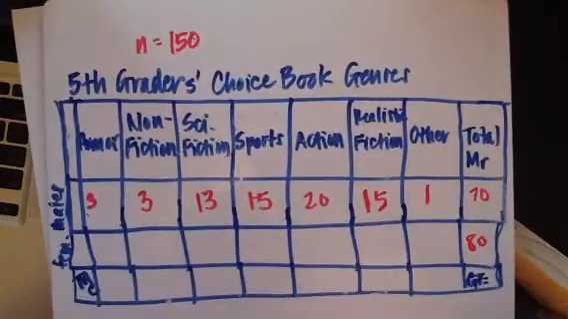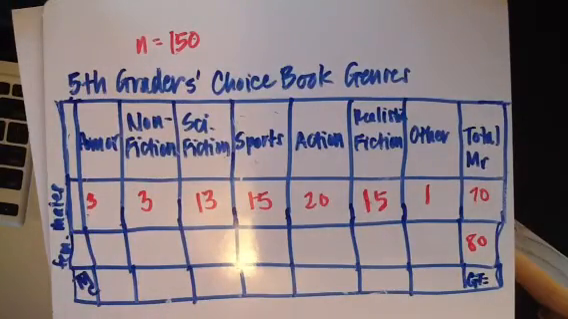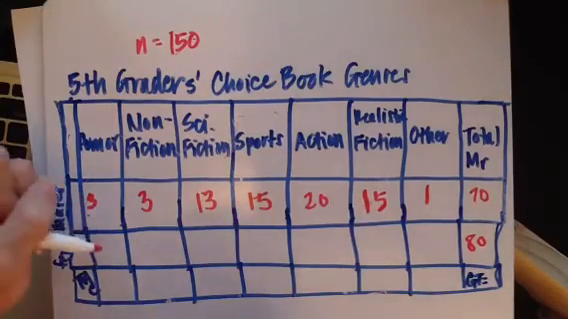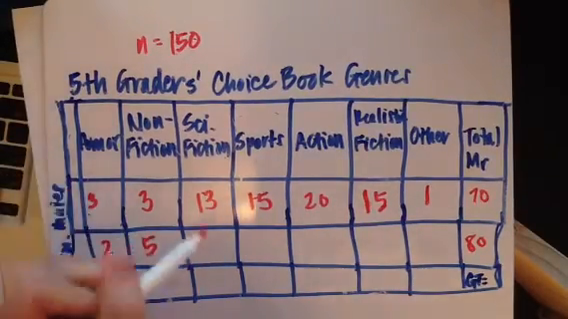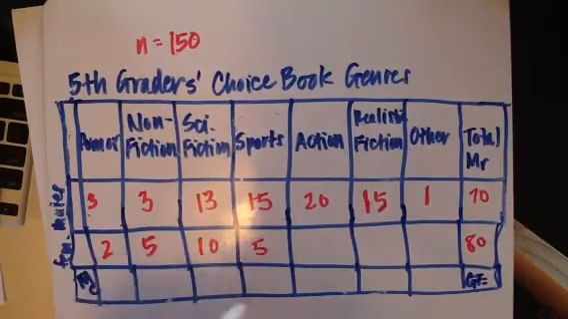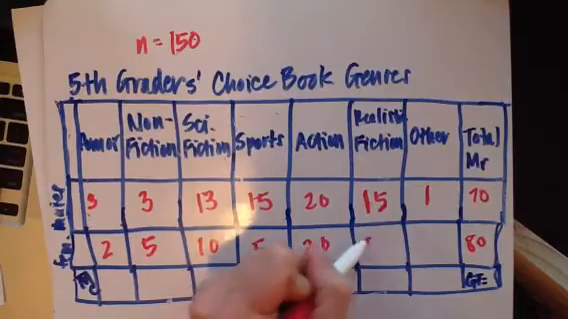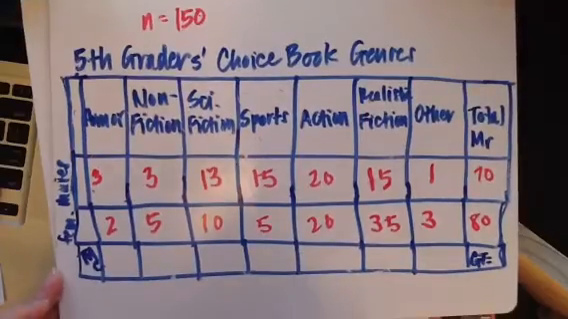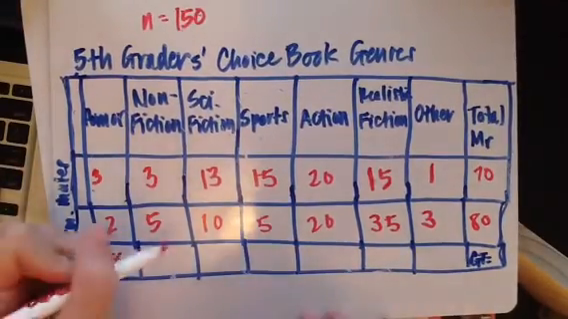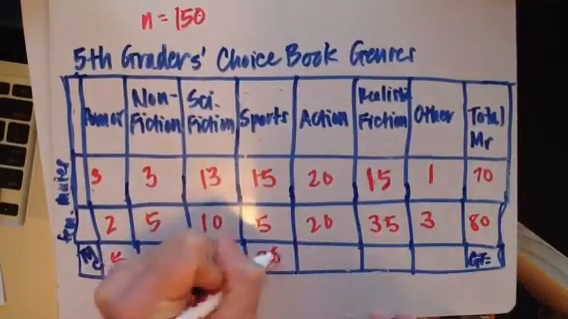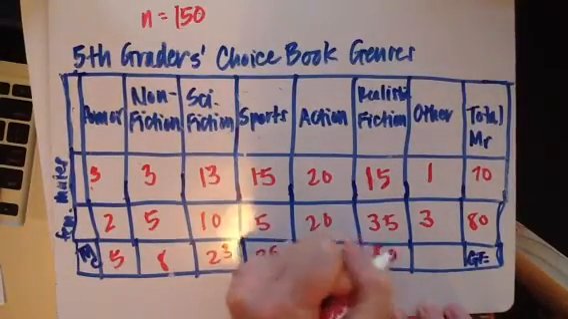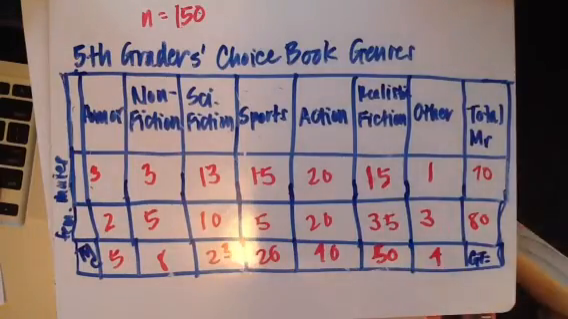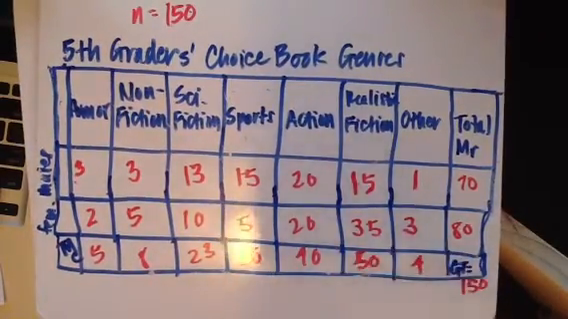And let's just say that for the sake of our purposes here, that we have 2 females who selected humor, 5 nonfiction, 10 science fiction, 5 sports fiction, 20 action, 35 realistic fiction, and 3 other, okay? So then I could get my marginal totals by column here just by adding these all up. And then I've got my marginal totals for my rows, and so my grand total is going to be 150 cases here.